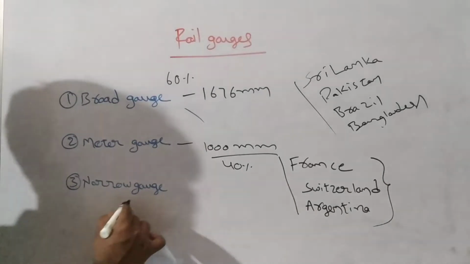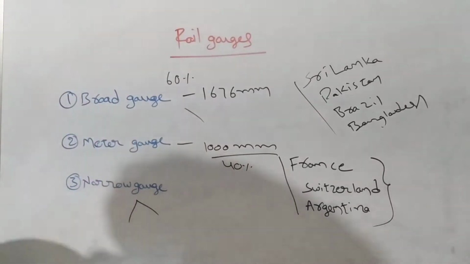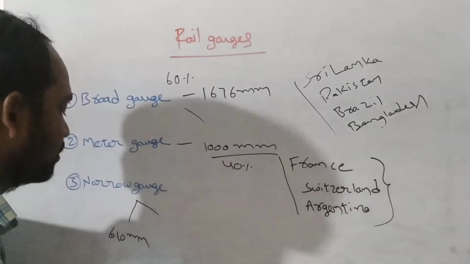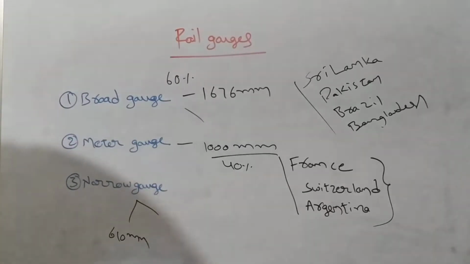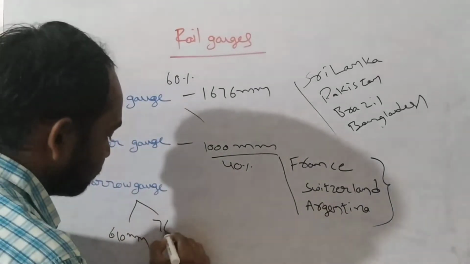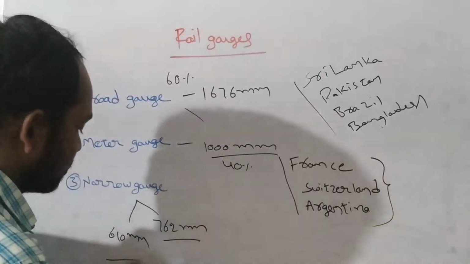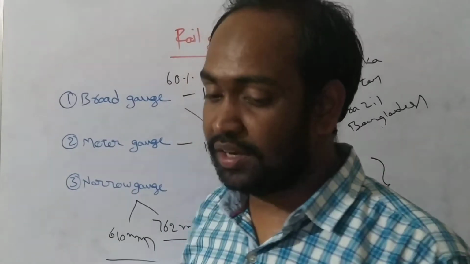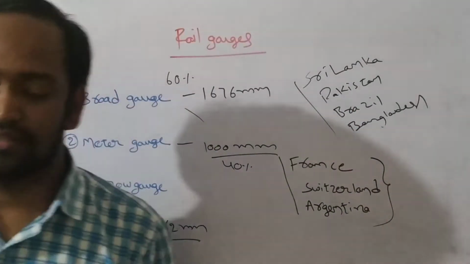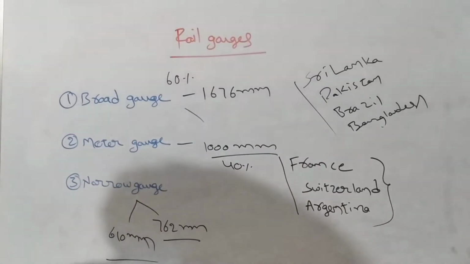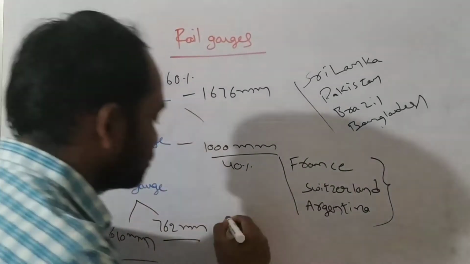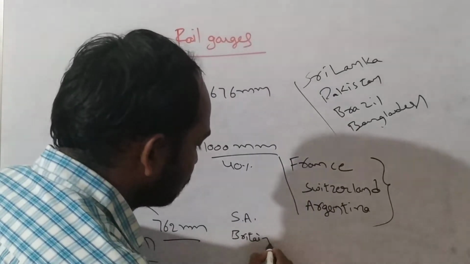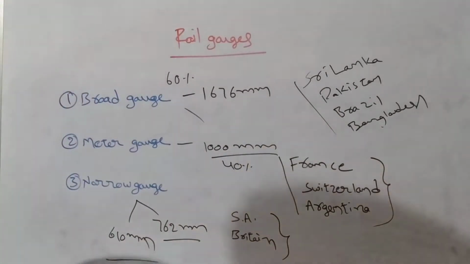The narrow gauge is classified into two types. One is when the gauge distance is 610 mm, which is called the 610 narrow gauge, and when the gauge distance between two rails is 762 mm, that is called the 762 narrow gauge. Understand? So these are the two types of narrow gauge. In India we use narrow gauge on less than 10%. Along with India, the narrow gauge is used in South Africa and Britain. Only these two countries are using narrow gauge.